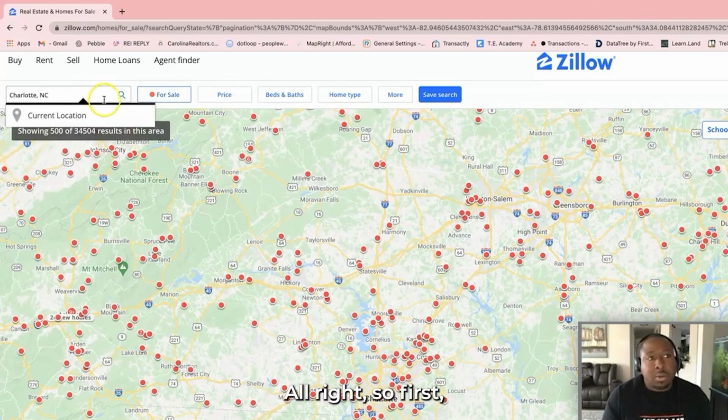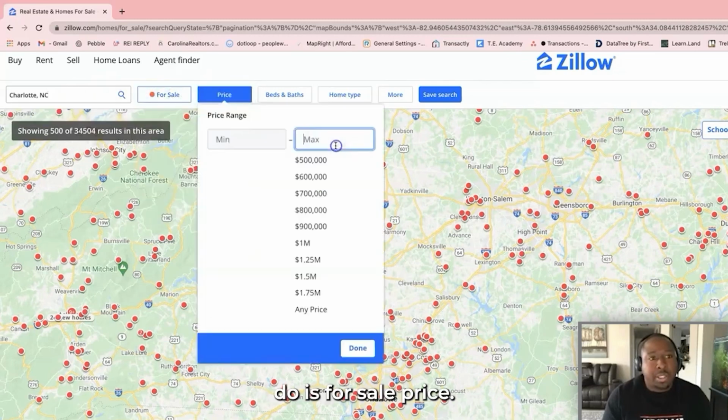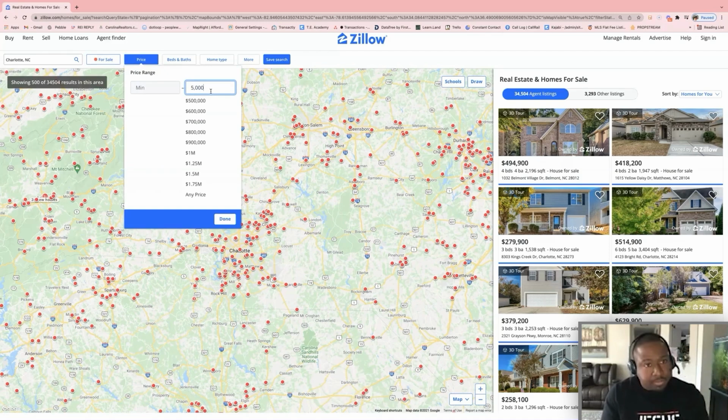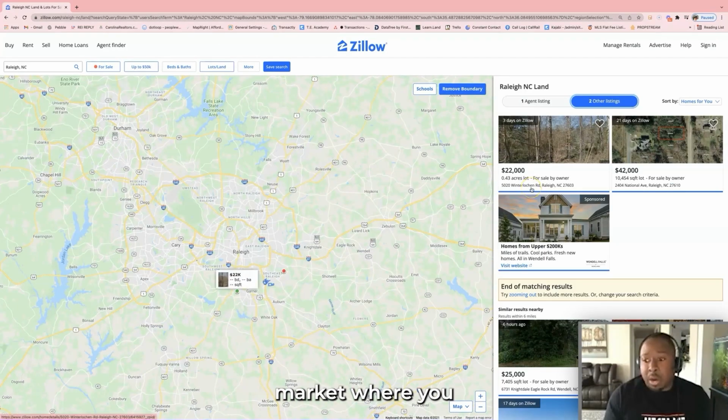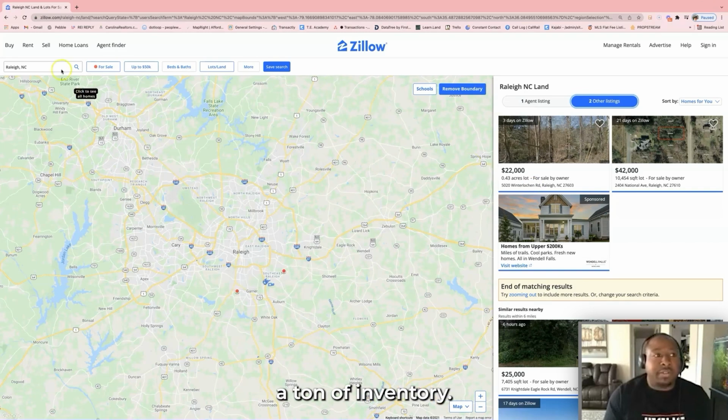First I'm going to show you a strong market. Charlotte, North Carolina is a strong market. First thing you want to do is for sale. Price, you want to do max 50,000. This will be a market where you could possibly get a good start because there's not a ton of inventory. Let me show you an example of a bad market.